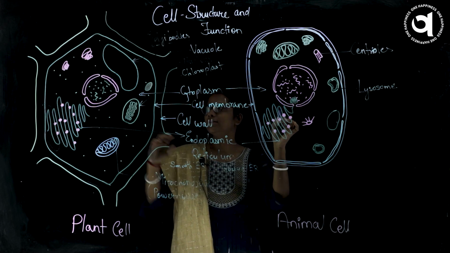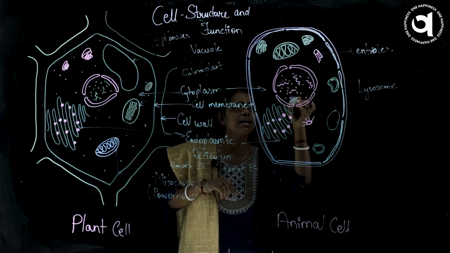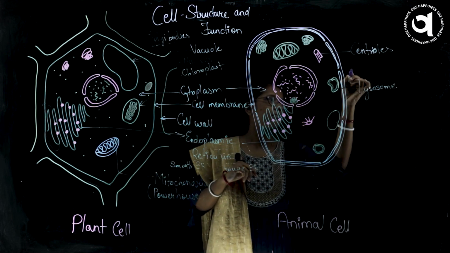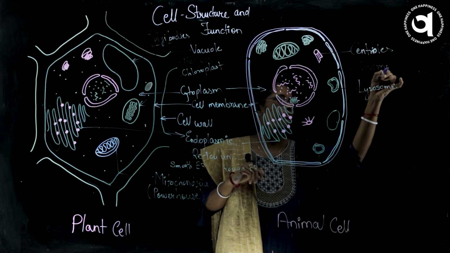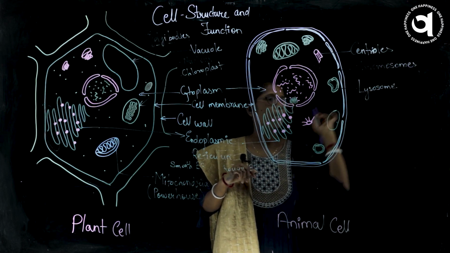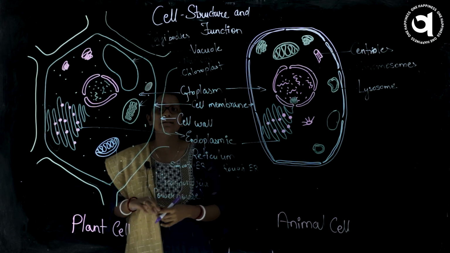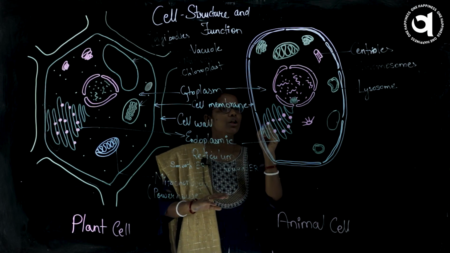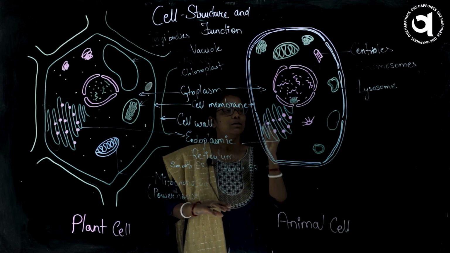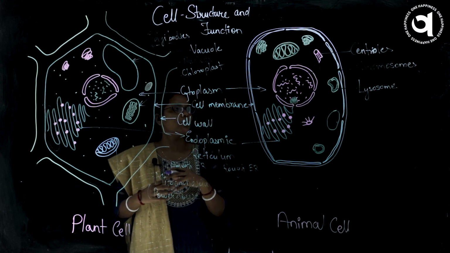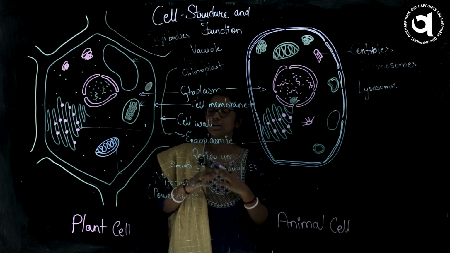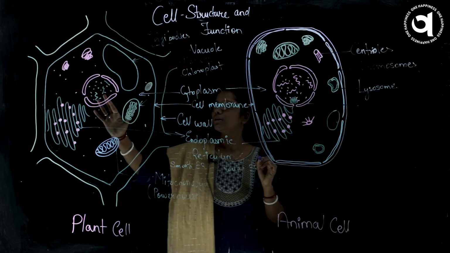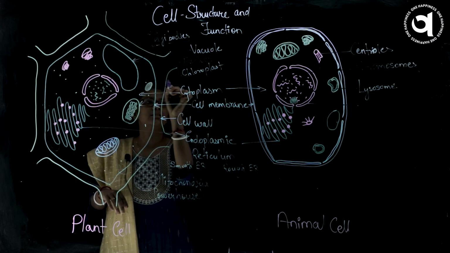Inside the nucleus there is a dot like structure, or we can say a thread like structure, which you can see, those are the chromosomes, which carry the genetic information from one generation to another. And the nucleolus which is present inside the nucleus, it is also responsible for the proper functioning of the nucleus.